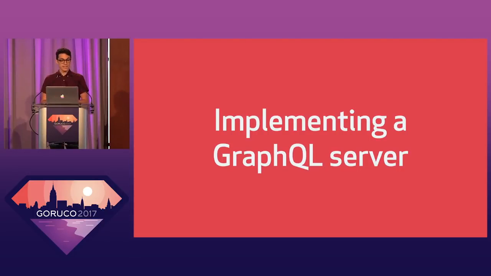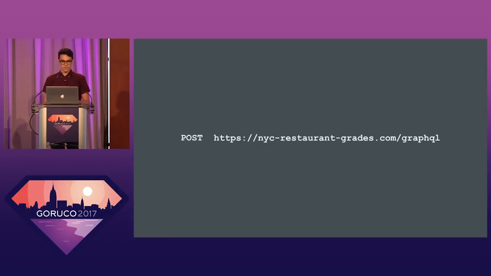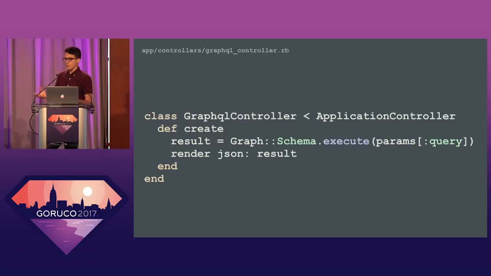So let's talk about what it takes to implement a GraphQL server. The NYC Restaurant Grades website is just a Rails app. When we send a request to /GraphQL, we end up at a pretty regular looking controller. This controller starts by taking the query out of the params, it's just a plain old string, and passes it to our schema to be executed. Once we get a result from the schema, we render it as JSON and serve that back up to the client that requested it. But in order to do all of this, we need a GraphQL implementation. We need the GraphQL schema.execute part.